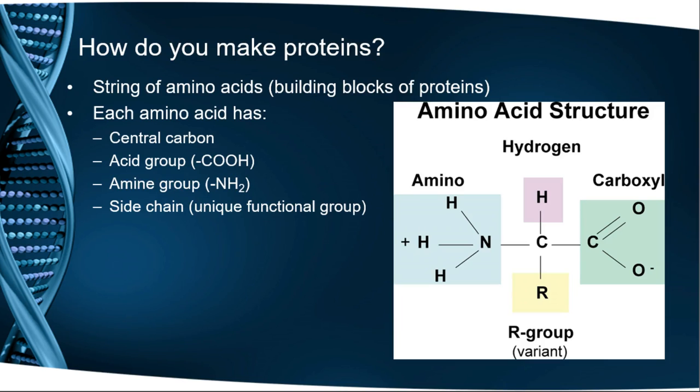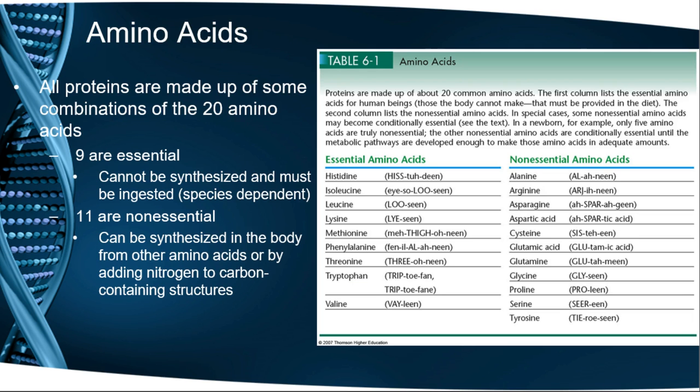The first thing is you have to put amino acids, which are the building blocks of proteins, together in a chain. So when we talk about building DNA, we chain together nucleic acids. When we build proteins, we chain together amino acids, and each amino acid has a central carbon, a carboxylic acid group, an amine group, and then some sort of unique functional group. There are lots more amino acids than there are nucleic acids, but they're both organic acids, and they both make up these two really important macromolecules. All proteins are made up of a combination of 20 amino acids.